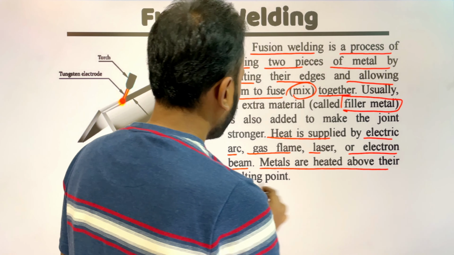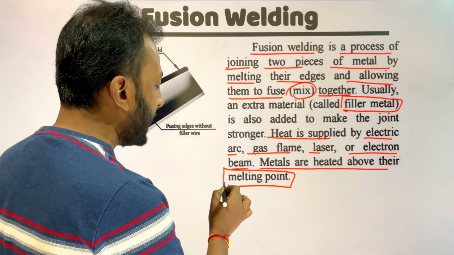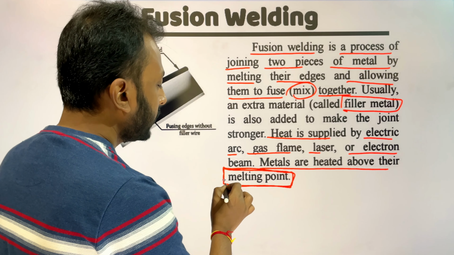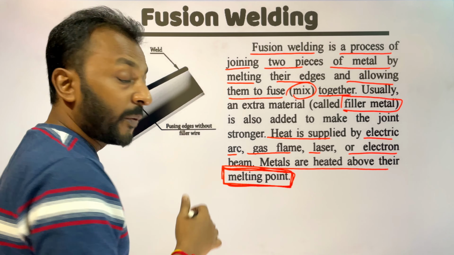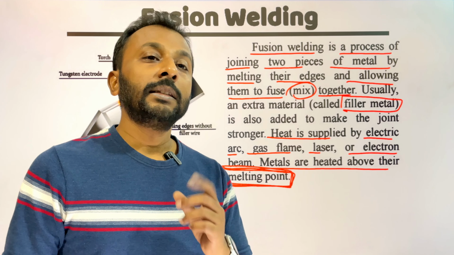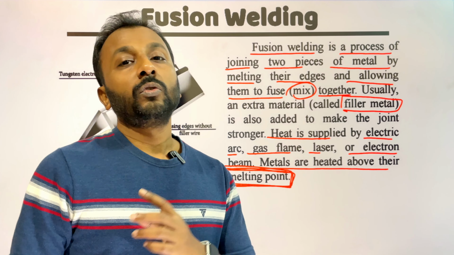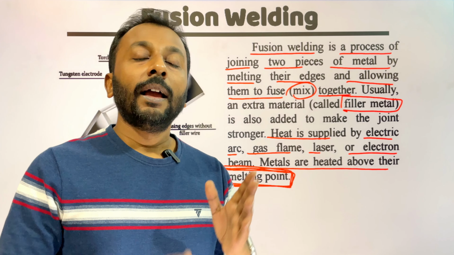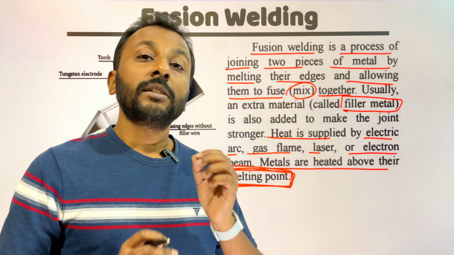Metals are heated above their melting point. We heat the metal above their melting point. If we don't melt the metal, then the joining will be very weak. So if we melt the metal, then wait for mixing, and we get a strong solid welding joint.